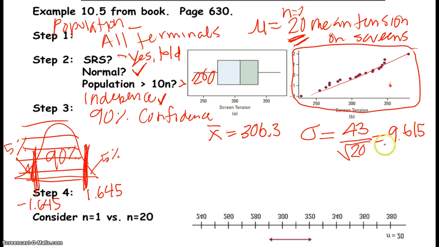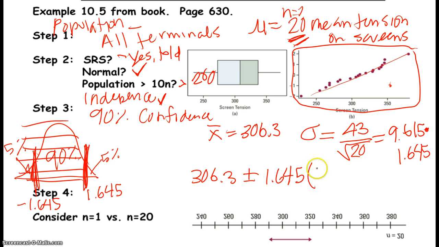Okay? So now I take my z-star and I want to be 1.645 standard deviations away. So I'm going to times this by 1.645 because that's how many standard deviations away I want to be. So I have an X bar of 306.3 plus or minus 1.645 standard deviations away times the standard deviation of 9.615. And if I do that, this is going to be 306 point, crap, I'm going to run out of time. All right, I'll have to come back.